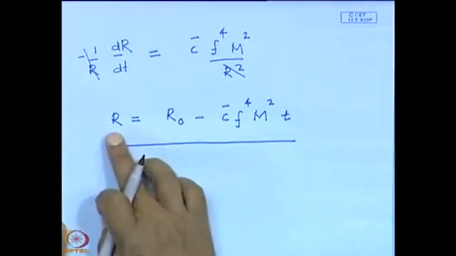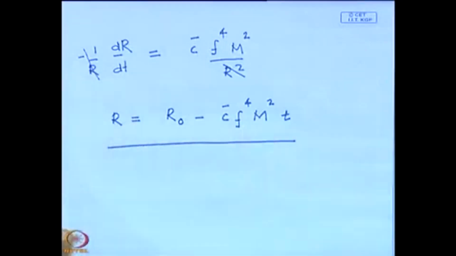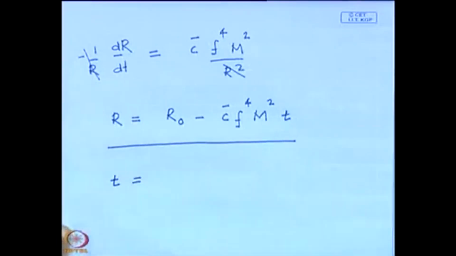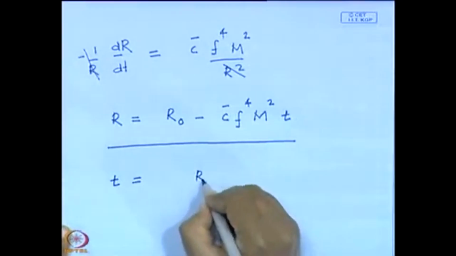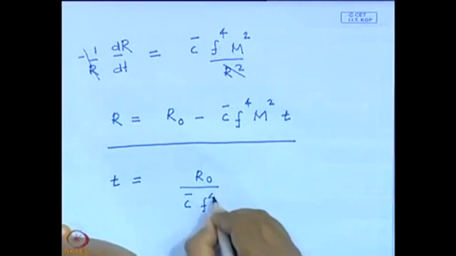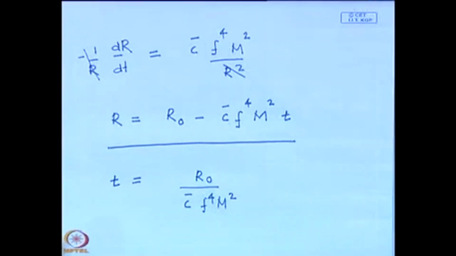Okay, so the object essentially contracts, and the entire object according to this collapses at a time t equal to r naught by C bar f to the power 4 m squared. Okay. So, having done this, let me now leave the remaining problem to you.